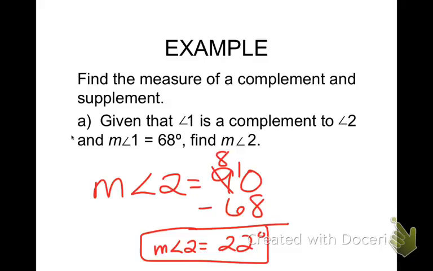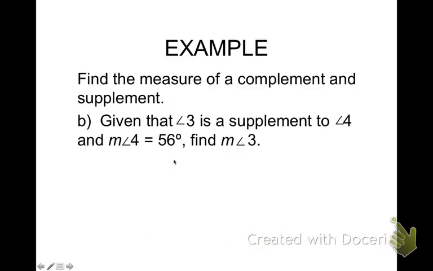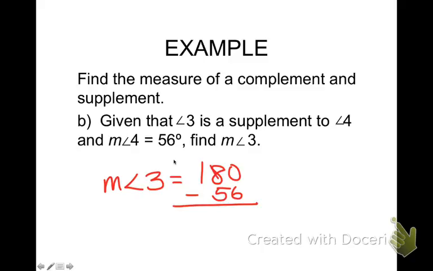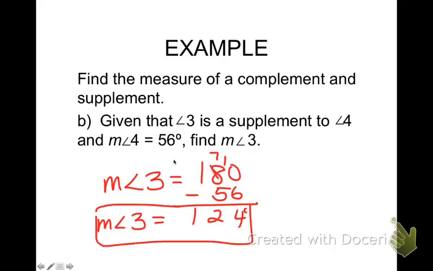Okay. Now let's do the supplement one. If I say that angle 3 and angle 4 are supplementary, and angle 4 is 56 degrees, how will we find the measure of angle 3? We would do 180 minus 56. So what does that get us? 4, 2, 1, so 124. So the measure of angle 3 would be equal to 124 degrees.